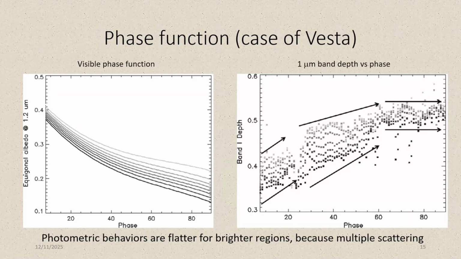The band depth increases with phase angle, but the increase is steeper for darker regions and flatter for brighter regions. And the explanation is optical, because when albedo increases, the role of multiple scattering is larger. Radiation is more scattered at all phase angles, and this results in a flattening of the phase function, because we have radiation in a wider range of phase angles.